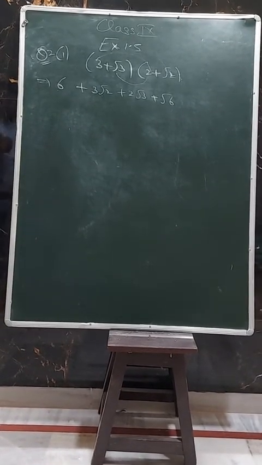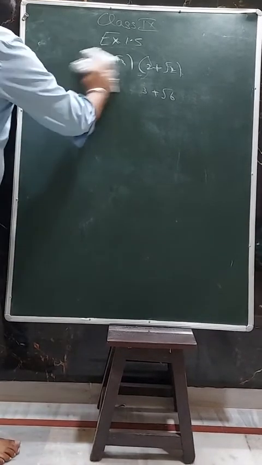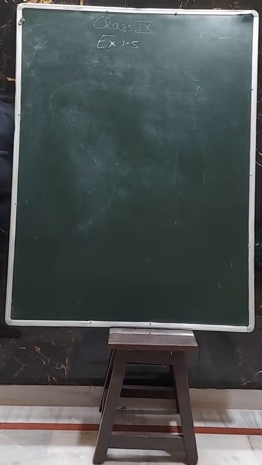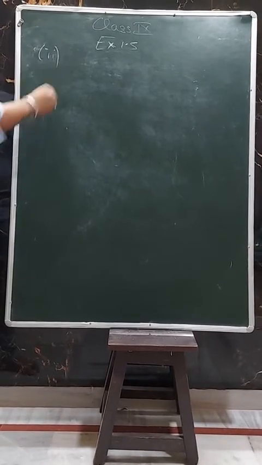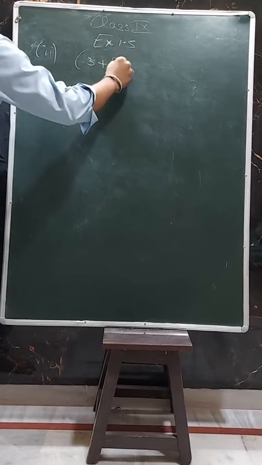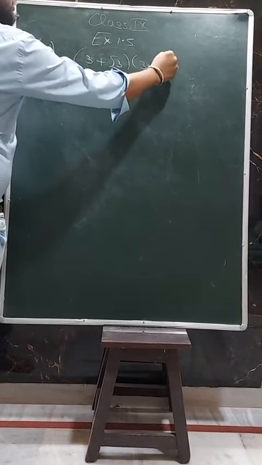Now second part. Second part is 3 plus root 3 and 3 minus root 3.